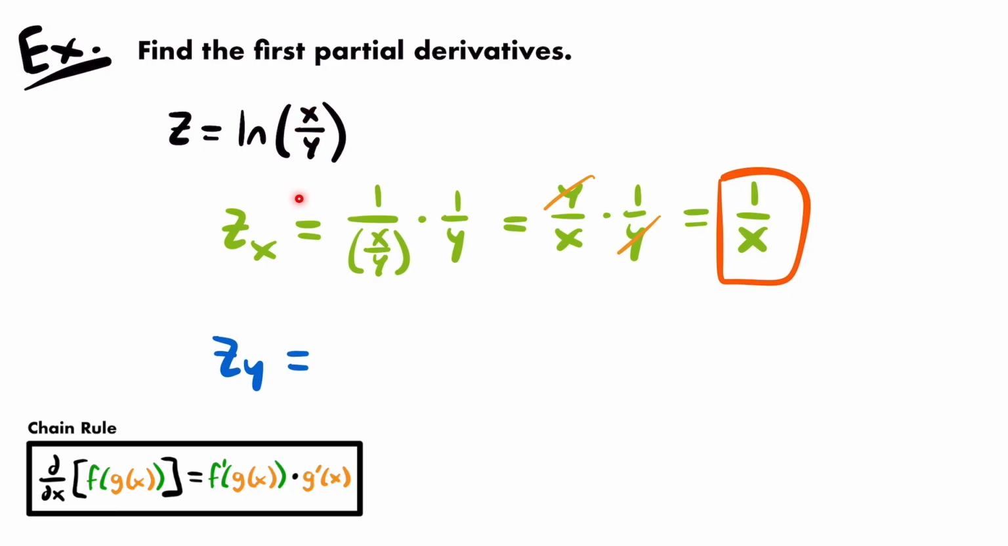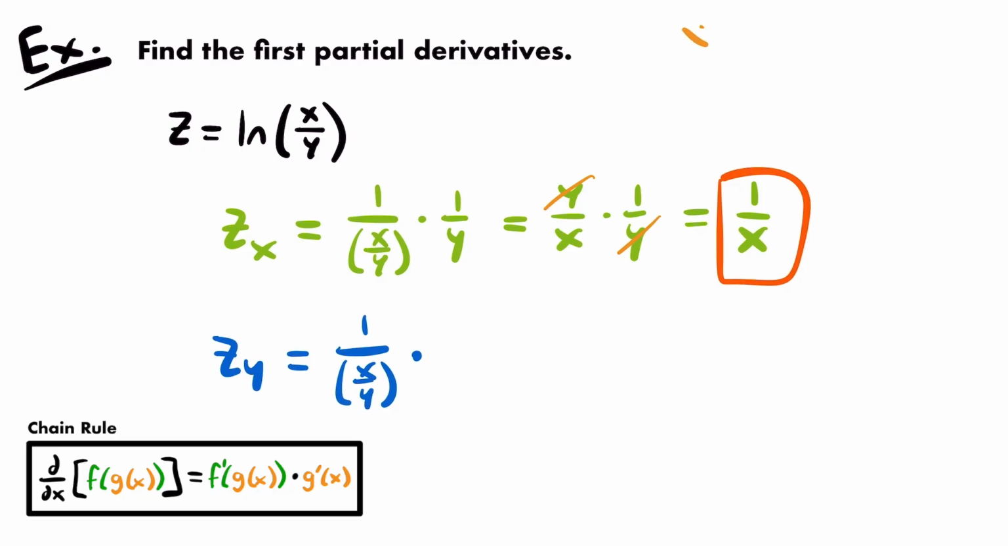Once again, the derivative of the natural log function is just 1 divided by whatever is inside of it. So we have that 1 divided by x divided by y again. And then we're multiplying by the derivative of that inside function, specifically with respect to y, so we'll treat x as a constant. And so we also just did this in the previous example.